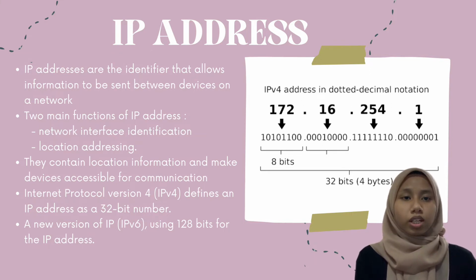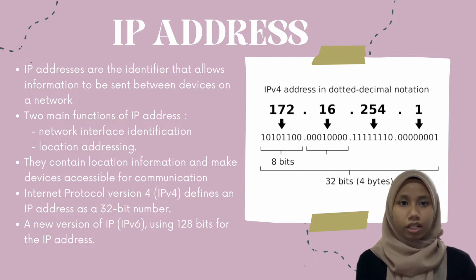They contain location information and make devices accessible for communication. Internet Protocol version IPv4 defines an IP address as a 32-bit number, and a new version, IPv6, uses 128 bits for the IP address.